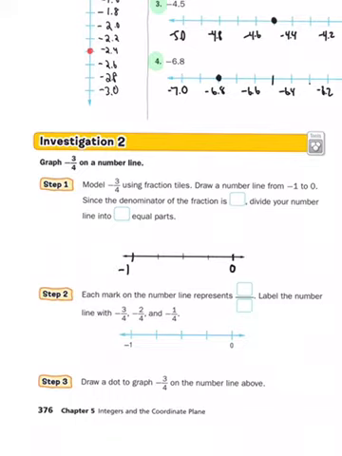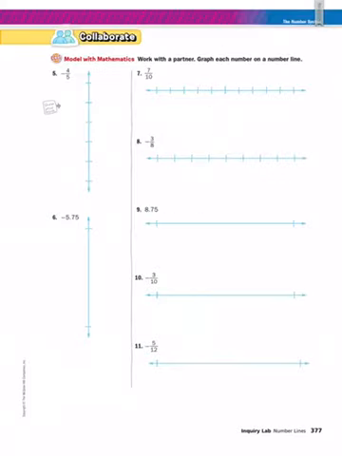Now, notice how my number line is split. It's split into fourths, 4 sections. See, 1, 2, 3, 4. So if I do that, if I'm counting by fourths, starting at the 0, this would be negative 1/4. This would be negative 2/4, which you know is half. And this would be negative 3/4. So then I'm just going to put my dot on negative 3/4 right there. Okay? So let's go on to the next page.